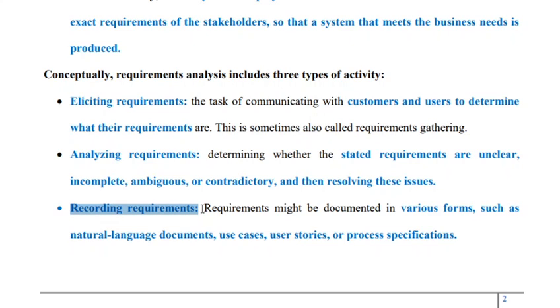Now, analyzing requirements is the task of resolving problems that may be associated with the set of requirements. As we have already said, requirements may be anomalous in nature, ambiguous in nature, or incomplete in nature. So, in order to resolve all these problems, we need to analyze the requirements. Then, requirement recording is a mechanism of specifying the requirements or preparing a document of the requirements that we have identified, so that it can be used by a varied set of audiences for their purpose-specific tasks.